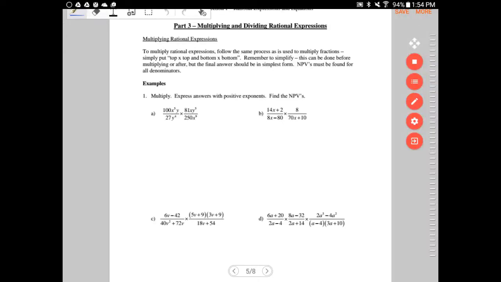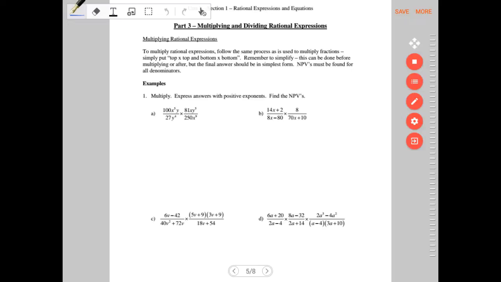Part 3. Multiplying and dividing rational expressions. We'll start with multiplying, do some examples with that, and then move into division of rational expressions. Multiplying rational expressions is just like multiplying fractions. Top times top, bottom times bottom.